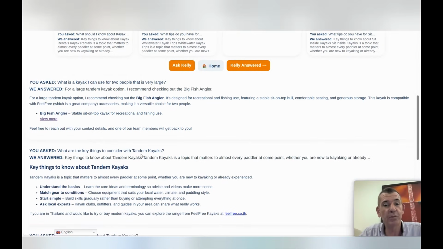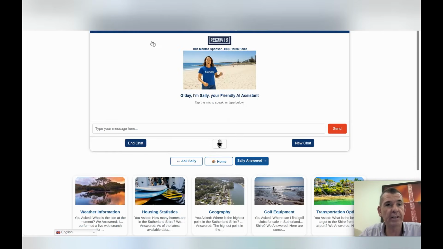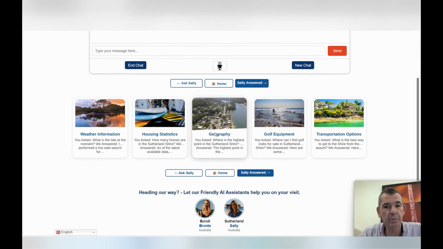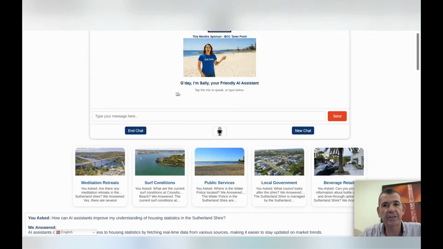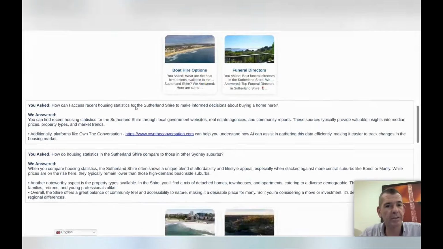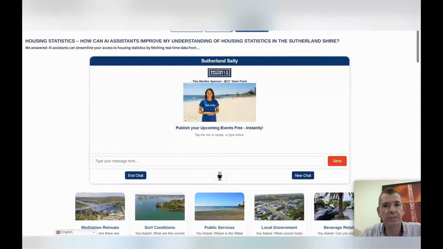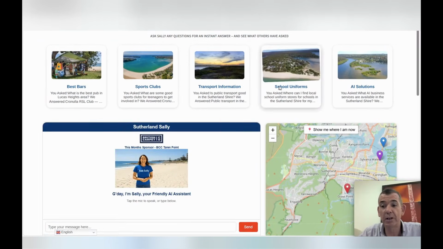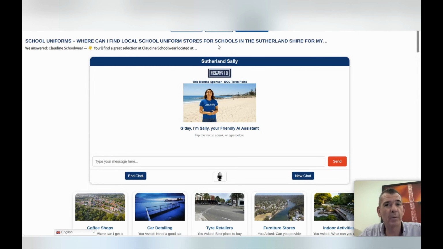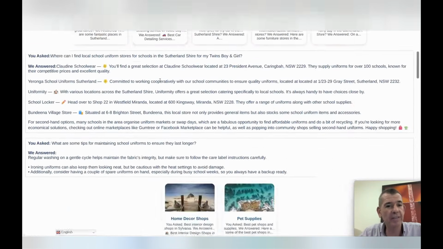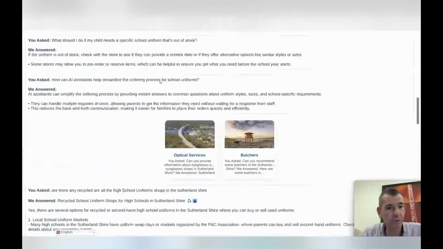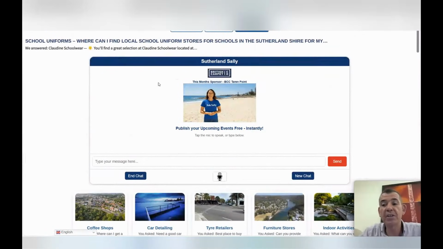Now, even in this format here, we'll go to Sutherland Sally. That's another example. We'll go to, I don't know, housing statistics. That looks pretty boring, so I don't know why someone asked about housing statistics, but anyway, there's some answers there. Maybe we'll select something else, something a little bit more interesting. School uniforms. Well, there you go. Where can I find a school uniform? It gives the answer, there's the information all laid out. Lots of people asking about school uniforms. Interesting.